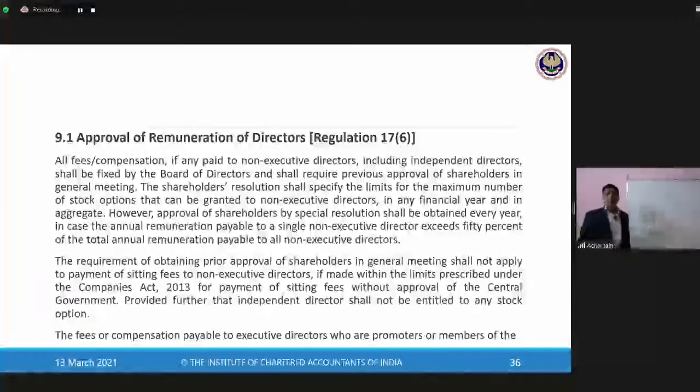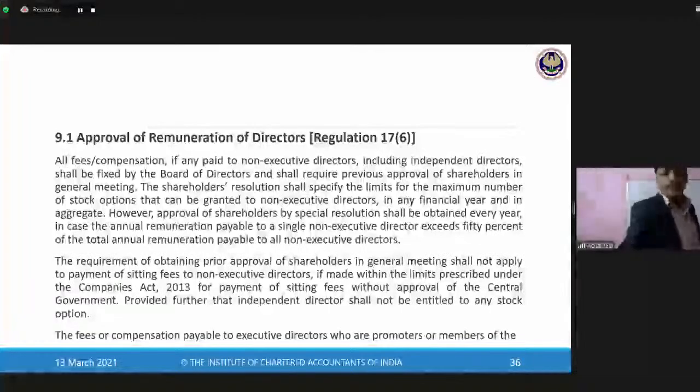The requirement of obtaining prior approval of shareholders in the general meeting shall not apply to the payment of sitting fees to the non-executive directors. So this is only about the compensation that will go to the non-executive directors. And sitting fees doesn't require this pre-approval if made within the limits which are prescribed, and this will also not require any approval from the central government. Okay.